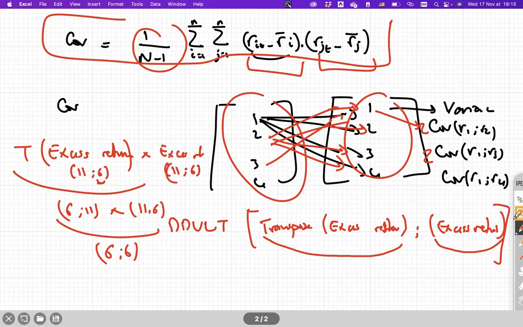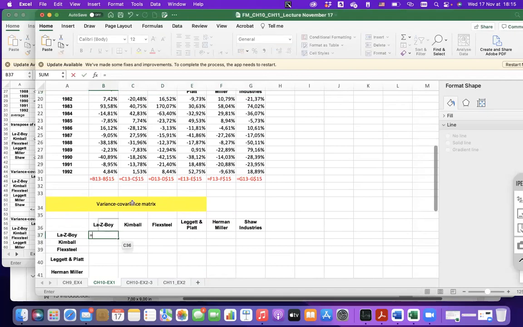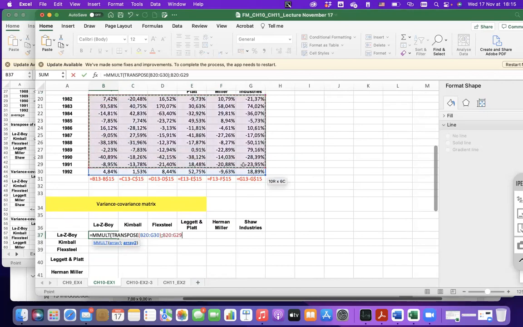Now how to do this task using Excel? So it is equal to, I have to multiply the transpose of this excess return matrix. So matrix multiplication, the transpose of the excess return by the excess return itself, and the whole thing is divided by the number of observations minus 1. Since we have a sample, we have 11 observations, minus 1 becomes 10. So divided by 10.